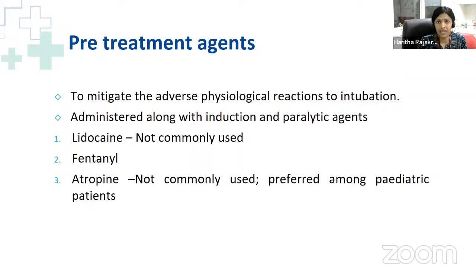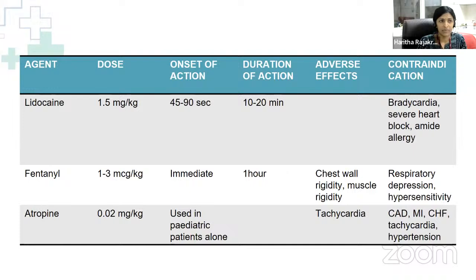First is lidocaine, but again, lidocaine is not a commonly used drug, though it is one of the pre-treatment agents that can be used. Second, and the more commonly used drug, is fentanyl. And third and most important is atropine. Again, it's not commonly used in elderly patients, but it is a drug of choice among pediatric patients. To get a clear understanding, I prepared a table here with the dose and onset of action.